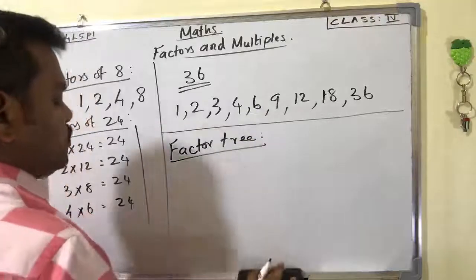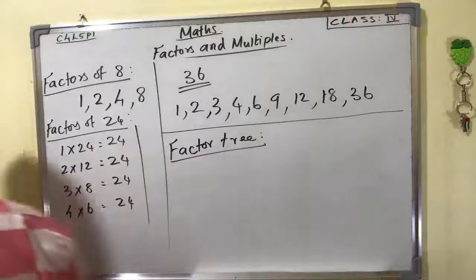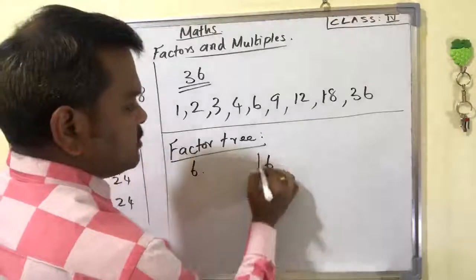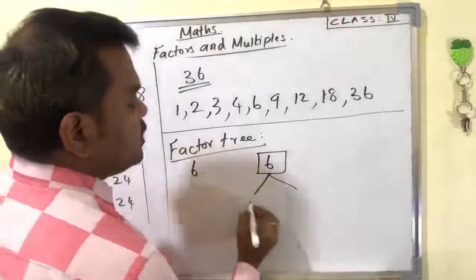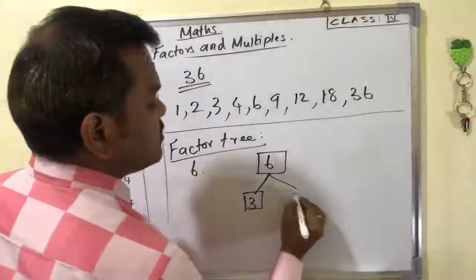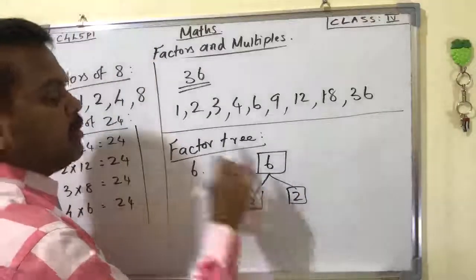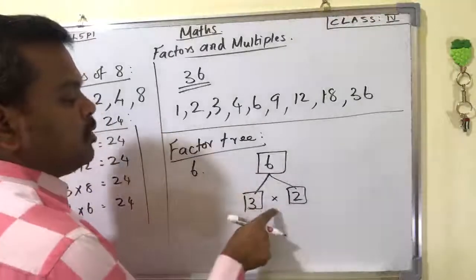Factor tree. How to make this factor tree? Find the factor tree of 6. Write 6 like this. You know, 3 2s are 6. 3 is a prime number, 2 is also a prime number. Then stop factorization. Here you have to put one symbol.